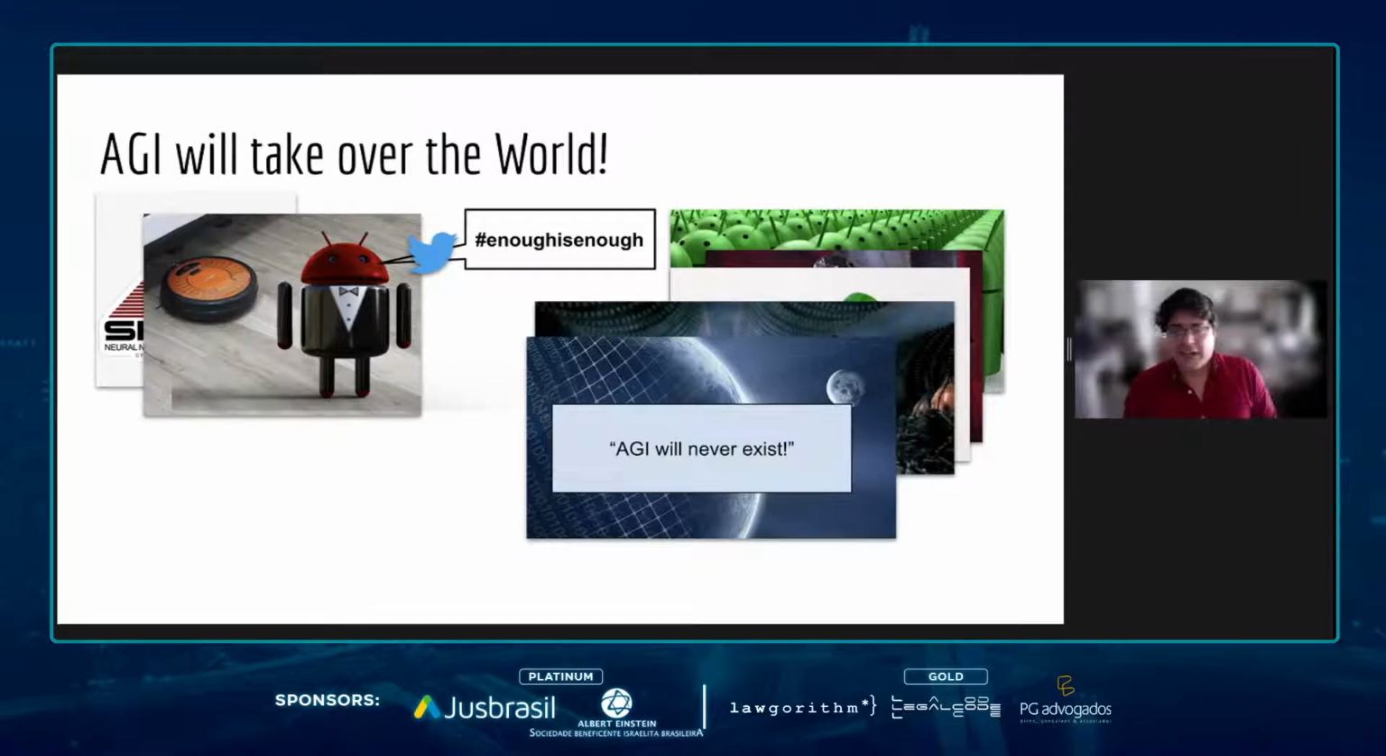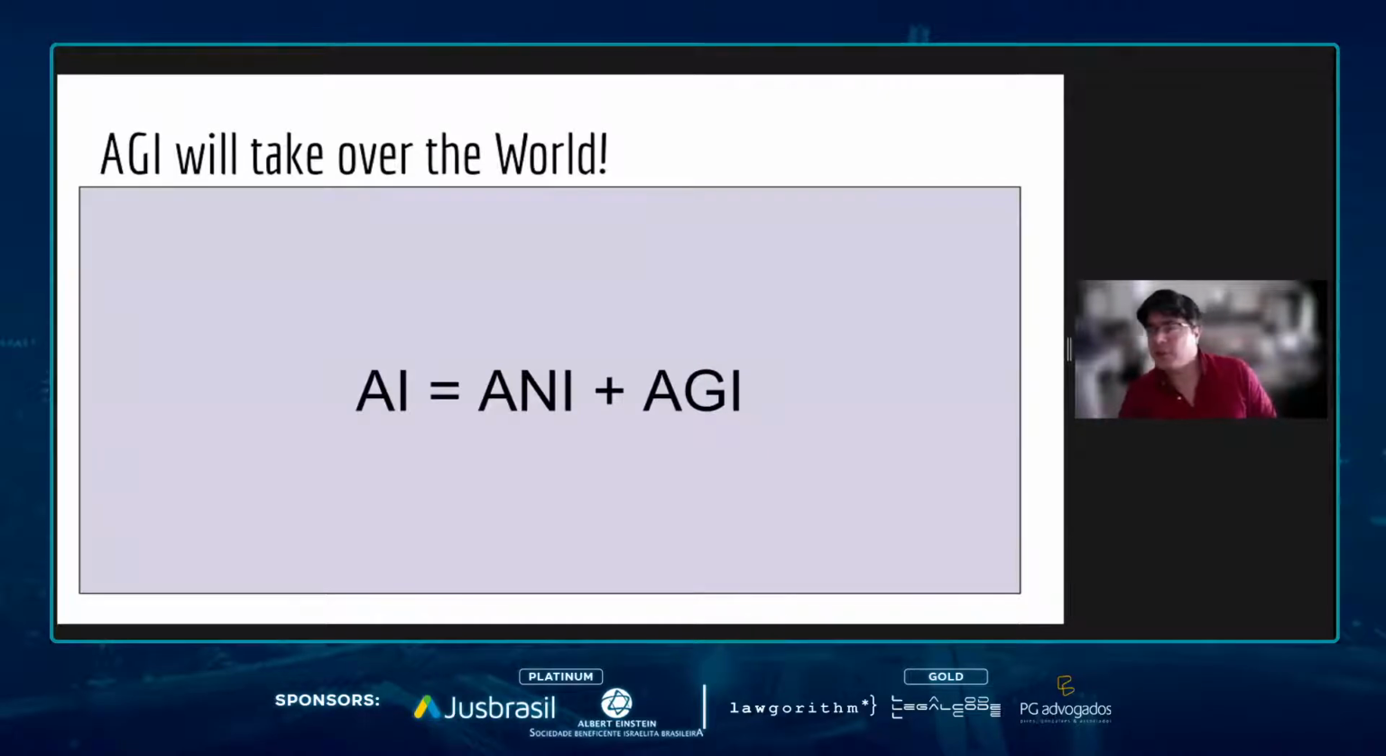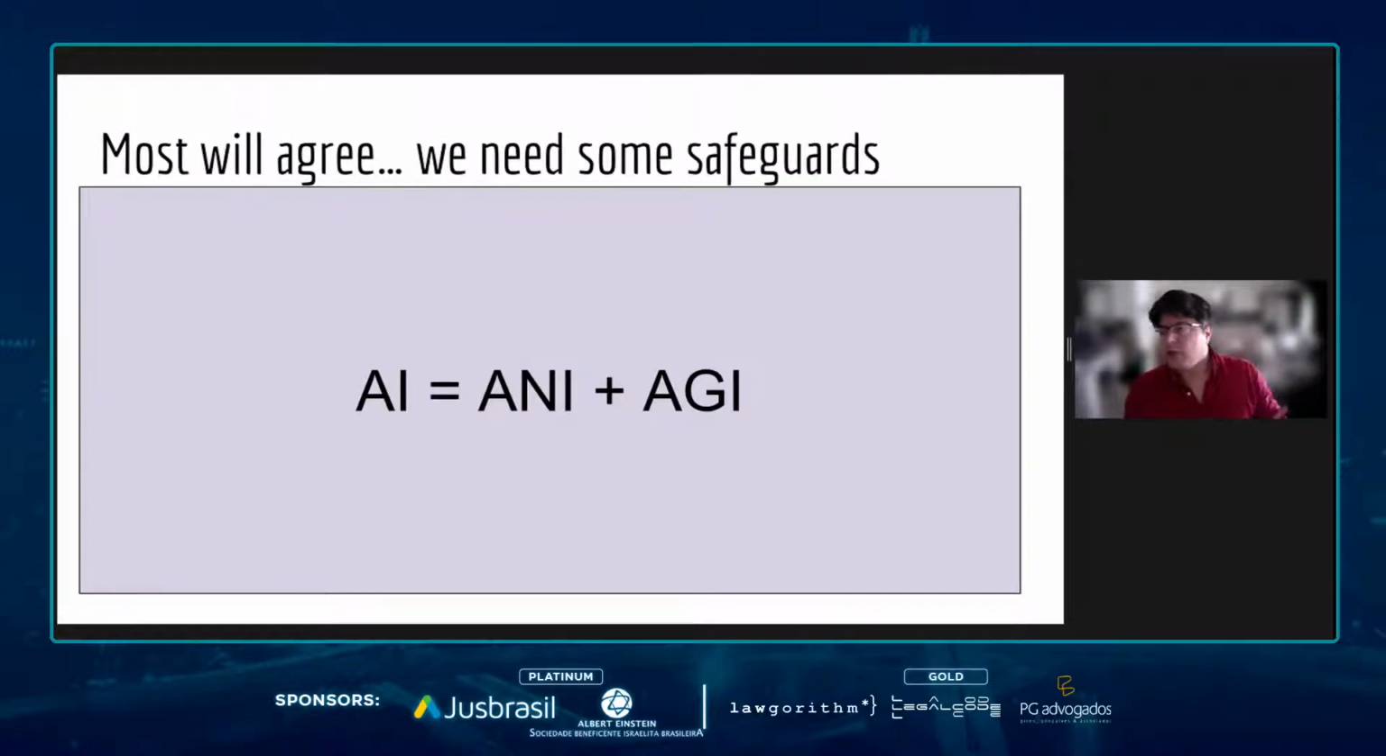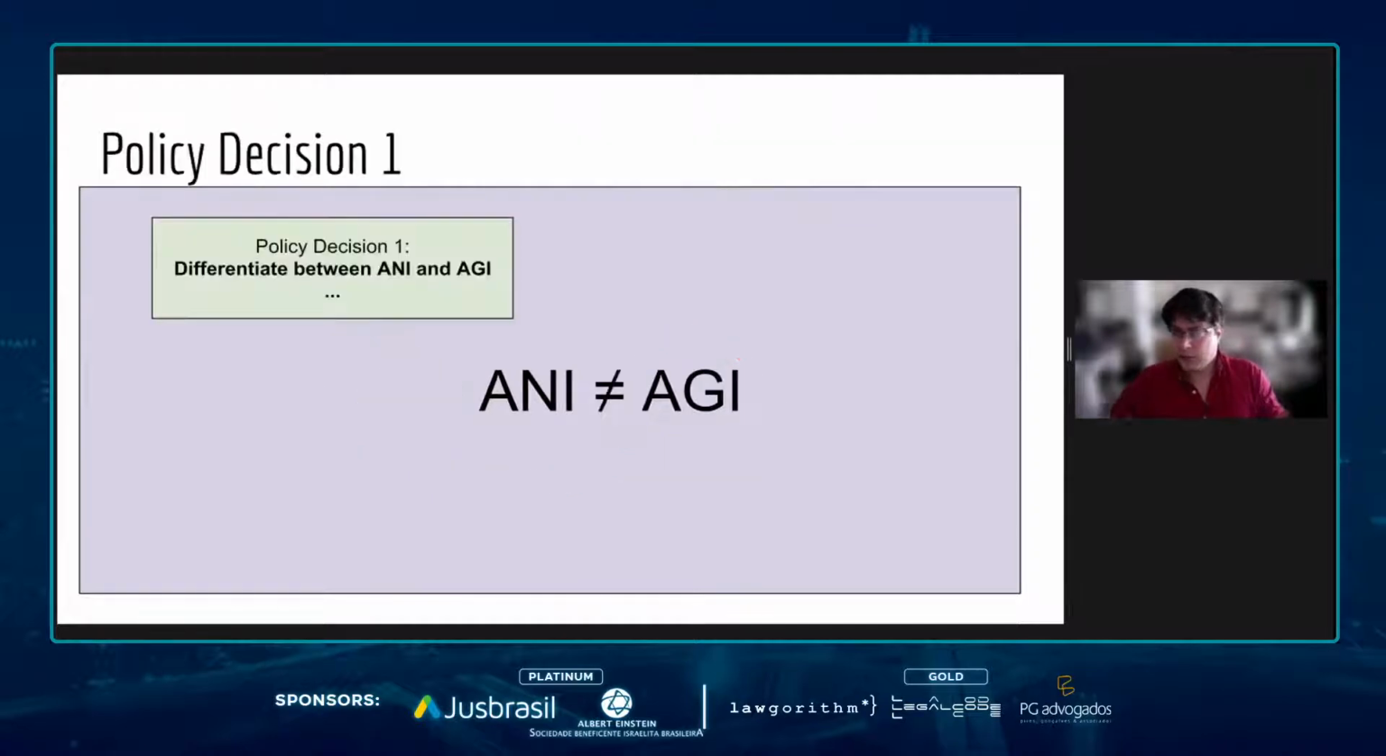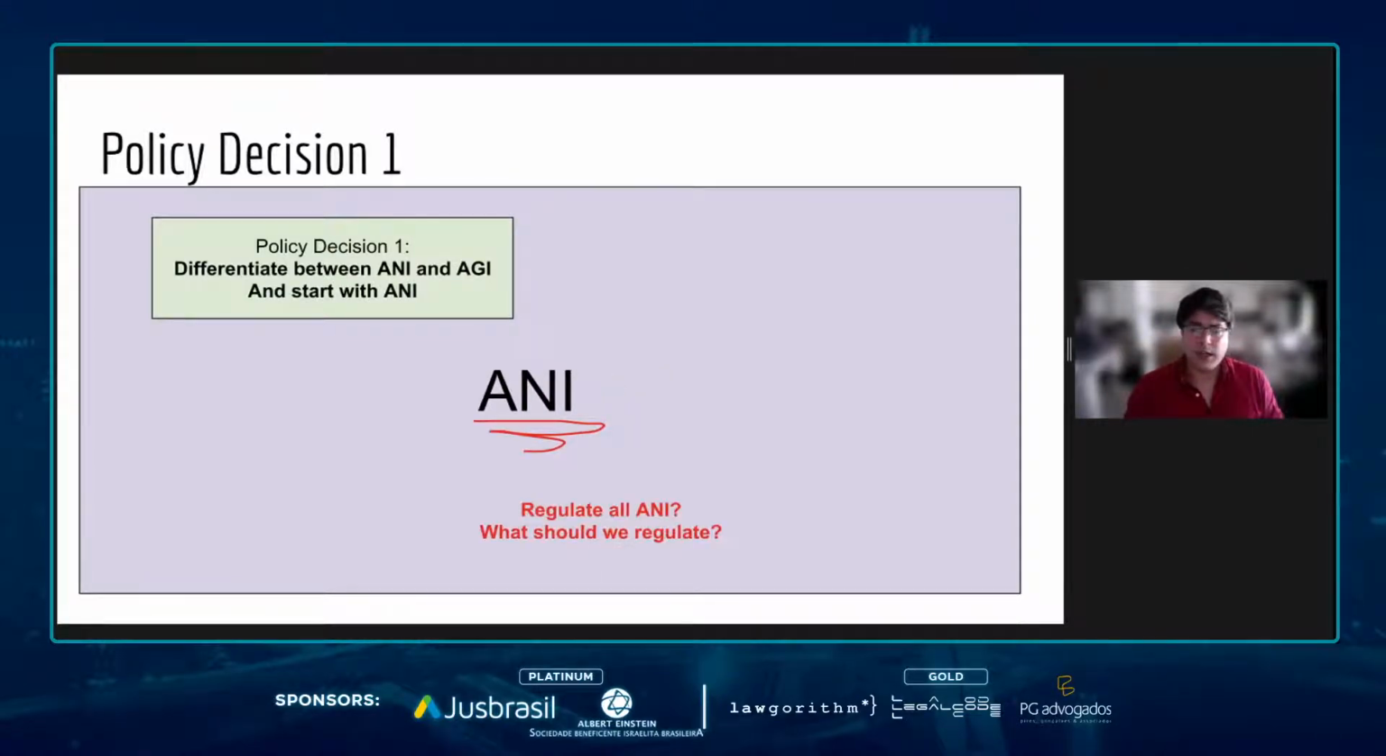There are many out there, especially in the academic community, certain sides of it will say that AGI will never exist. Nonetheless, many policymakers, many individuals out there are still scared of this end of the world scenario that AGI will take over the world. So irrespective of whether we agree or disagree that AGI will ever exist, we took the stance that some safeguards are definitely needed for AI. And AGI is not upon us right now, so we will start by regulating and ensuring certain principles in ANI and leave AGI for the future. So the first policy decision that we made was to differentiate between ANI and AGI and start by focusing on ANI.